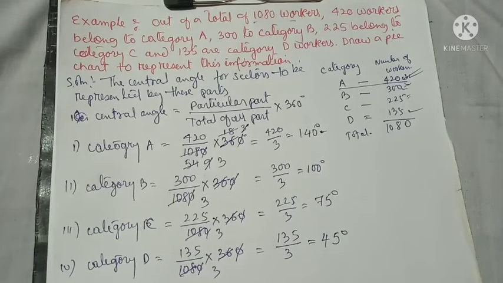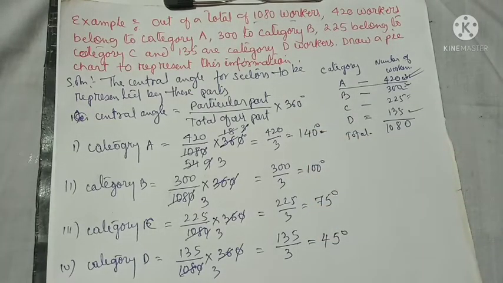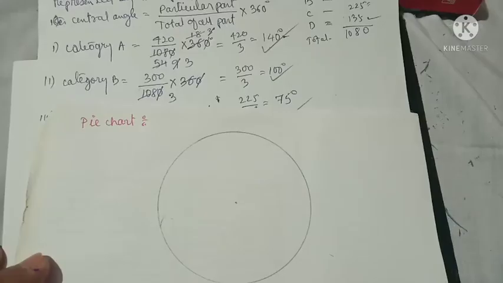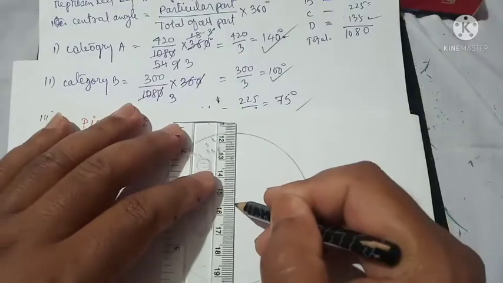Now we are going to draw a pie chart according to these central angles. To draw a pie chart, we have to draw a circle first. Let's see. Now let's draw the pie chart. First we draw a circle, and then we draw the radius of the circle.